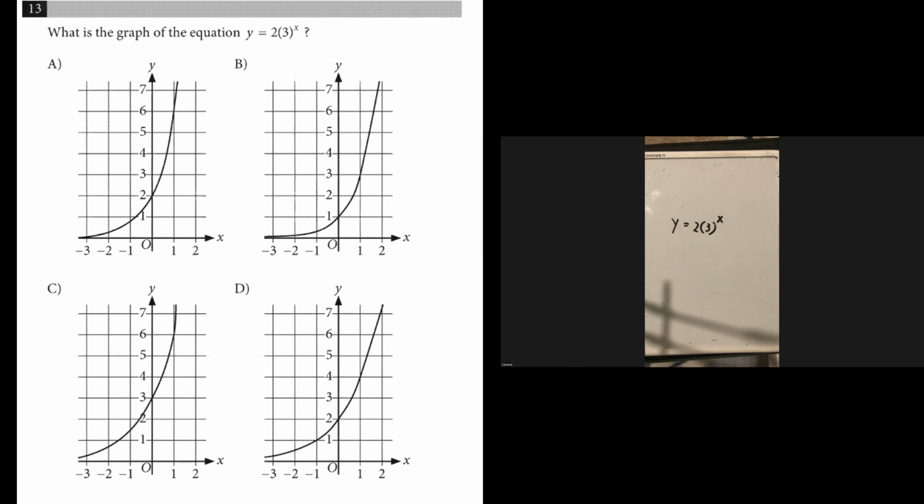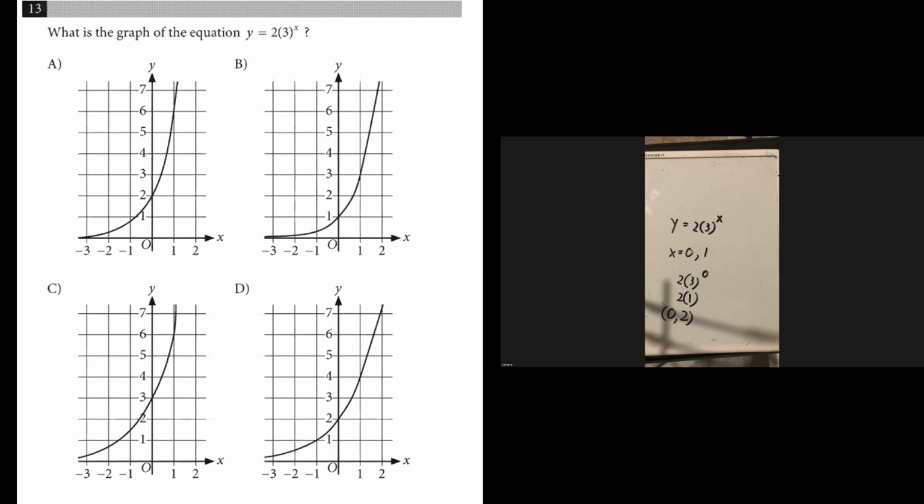Okay, so this one, the easiest way to solve it is to plug in x equals 0 and x equals 1. For most of these questions, plugging in these two numbers will give you the answer for the graph. So let's try it. If you plug in x equals 0, you get y equals 2 times 3 to the 0th power. 3 to the 0th power is 1, so it's 2 times 1, which is 2. So when x is 0, y is equal to 2.